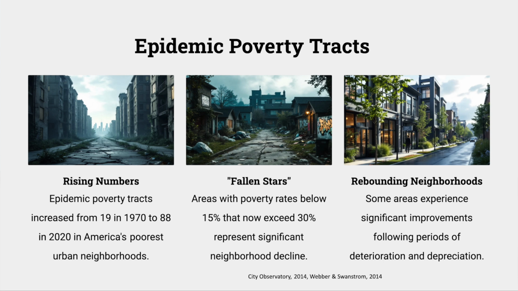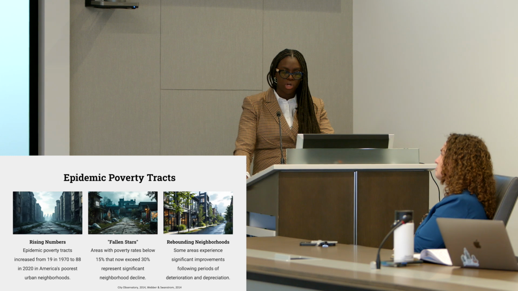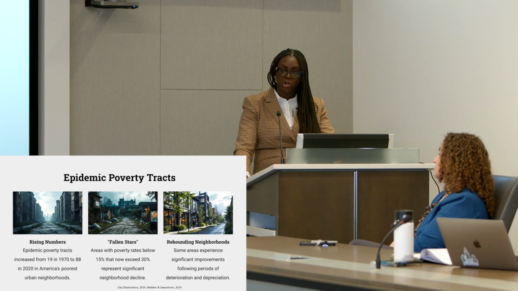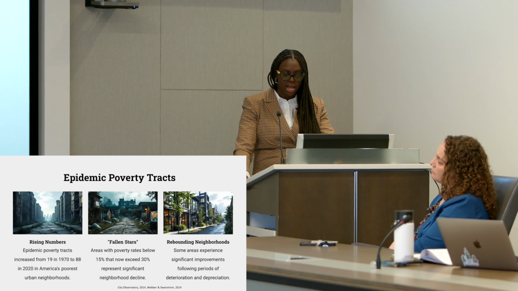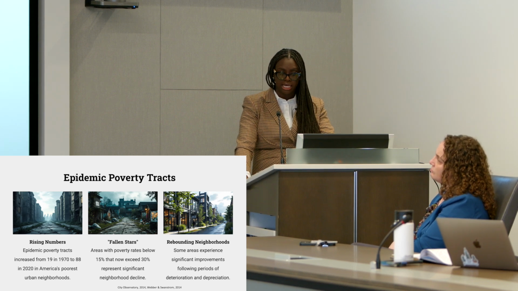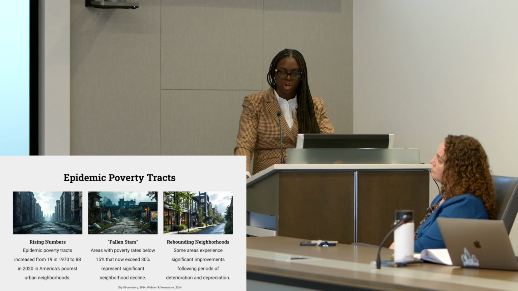The number of epidemic poverty tracts globally and in the Milwaukee metropolitan area increased between 1970 and 2010. Like I mentioned earlier, epidemic poverty tracts are widespread areas where at least 20% of the population lives below the federal poverty line. These areas are identified using census tracts or block numbering areas, also known as BNAs. In 1970, there were 19 poverty tracts in America's poorest urban neighborhoods. This number then increased to 88 in 2020, with the addition of 74 more.